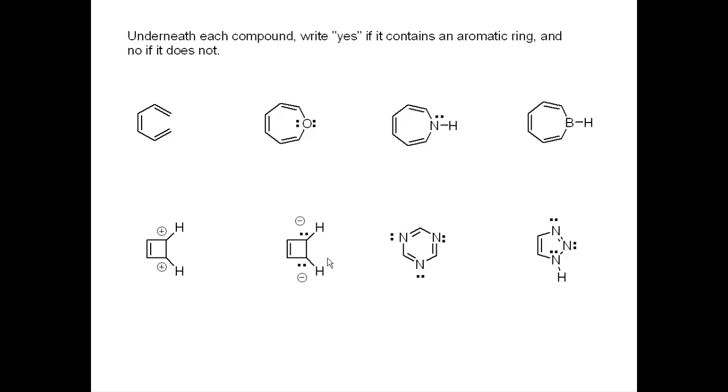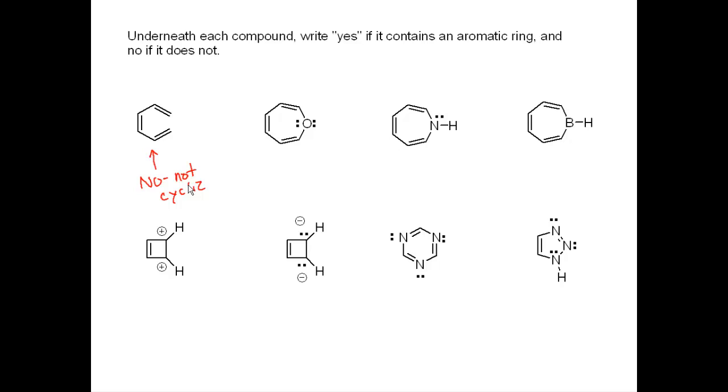Underneath each compound, write yes if it contains an aromatic ring, and no if it does not. Okay? And I'll advance the slide to another one that actually has the answers on it, but let's just go through what we would think about. This is no, not cyclic. Okay, if it's not cyclic, we can't be aromatic according to the theories that we've presented so far.